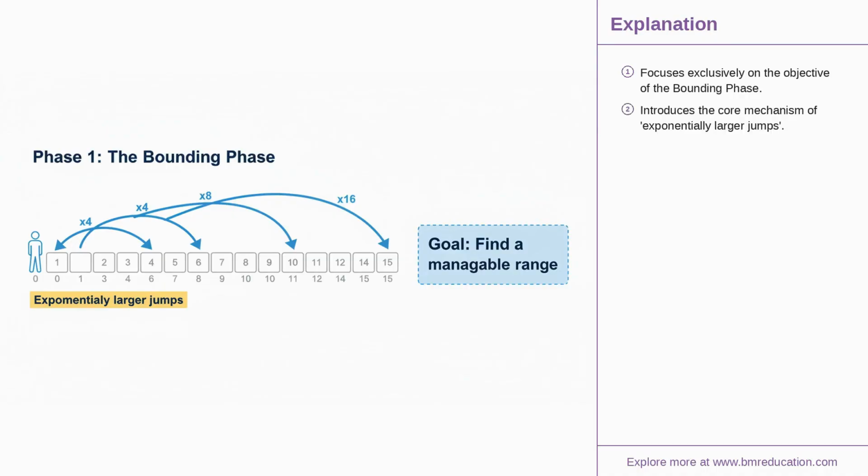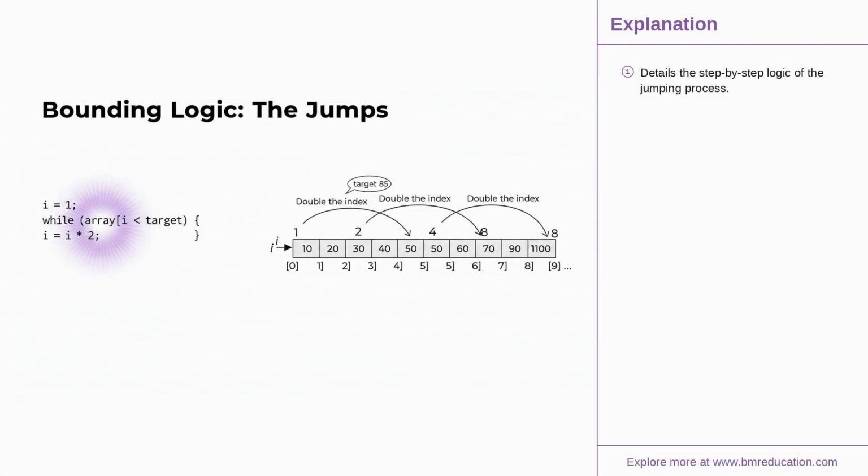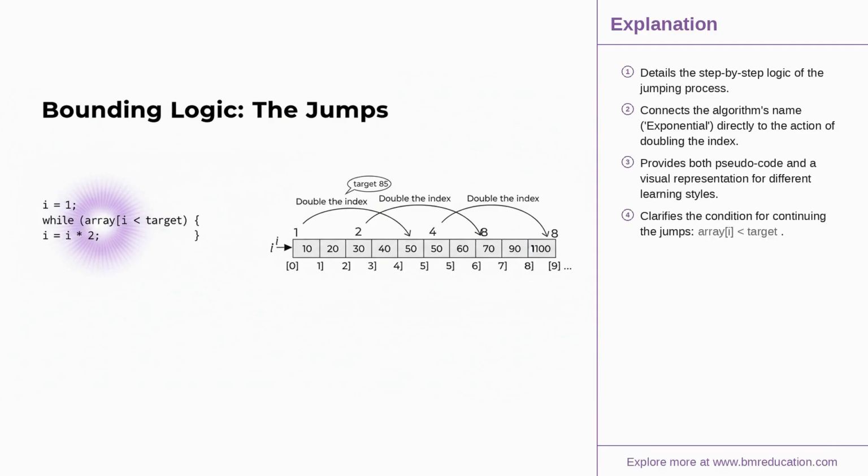Now, let's focus on phase 1, the bounding phase. The goal here is to stop searching the entire infinite array and instead find a much smaller, manageable block. We do this by making exponentially larger jumps, checking farther and farther until we've gone past our target. Here's the specific logic. We start our probe at index 1. We check if the element at this position is smaller than our target. If it is, we double our index for the next check, from 1 to 2, then 2 to 4, 4 to 8, and so on. This doubling is the exponential part of the name.